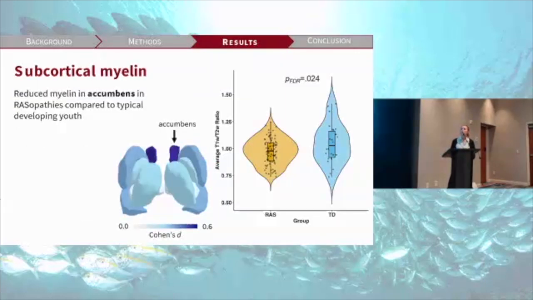So we also looked at subcortical myelin. We looked at 8 subcortical regions as well, and we found a significant difference only in the accumbens, which is shown there in dark blue, where again, we found a slight reduction in myelin content in the RASopathies group compared to typically developing peers.